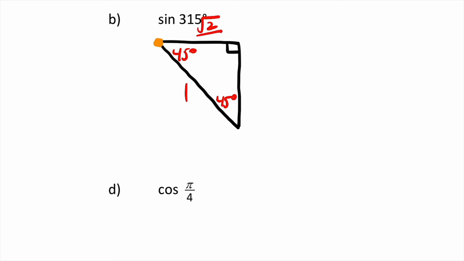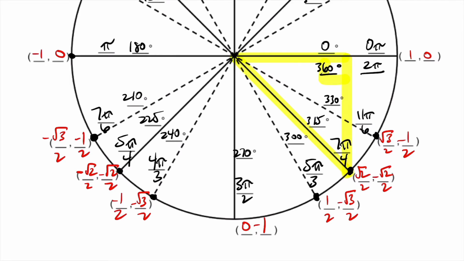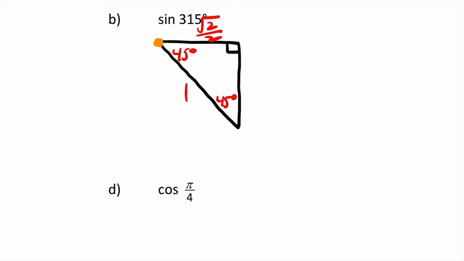So let me go write that down. Now the height. The height is always the y. Negative root 2 over 2. It's negative because I had to go down. I had to go down. So negative root 2 over 2. Okay. Done with my labeling. That's step 2. Step 2 is label and draw.